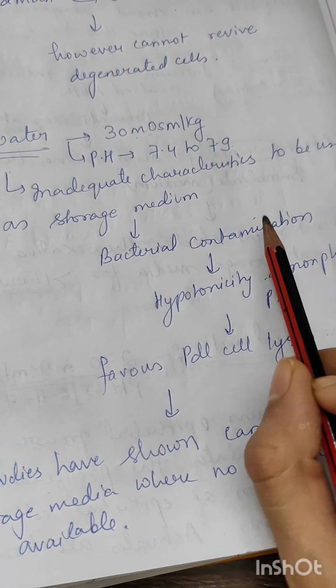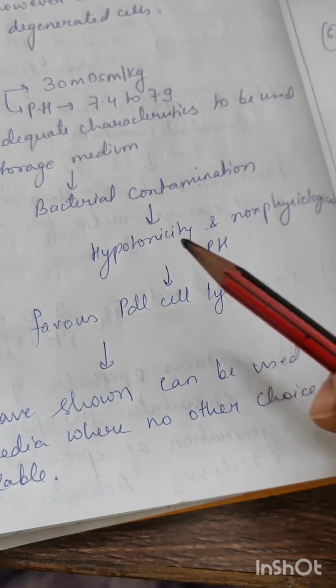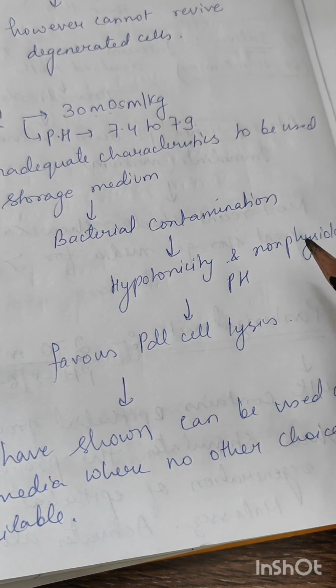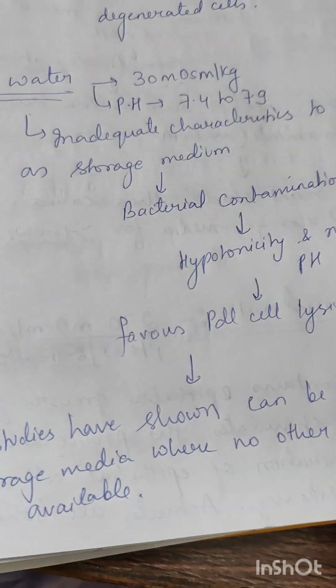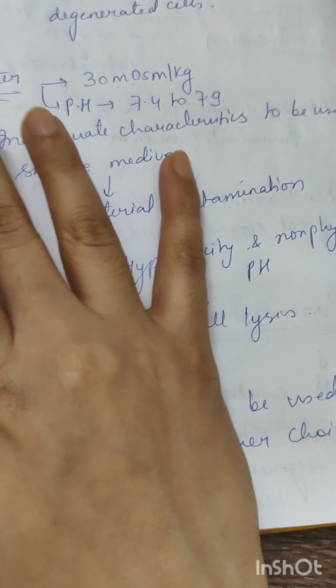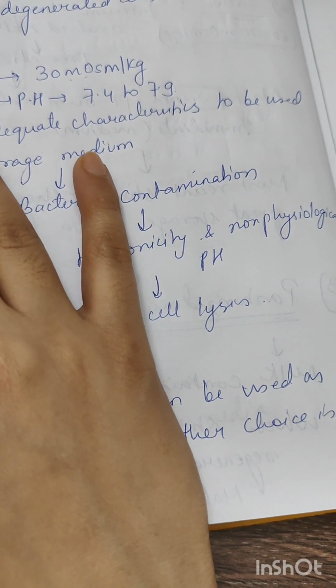Bacterial contamination can be there in tap water. Also it is hypotonic and has a non-physiological pH. It favors PDL cell lysis. But some studies have shown that we can still use tap water in cases where no other alternative is present.